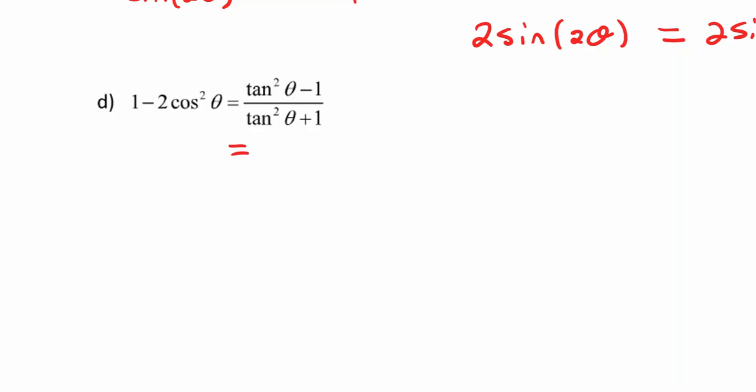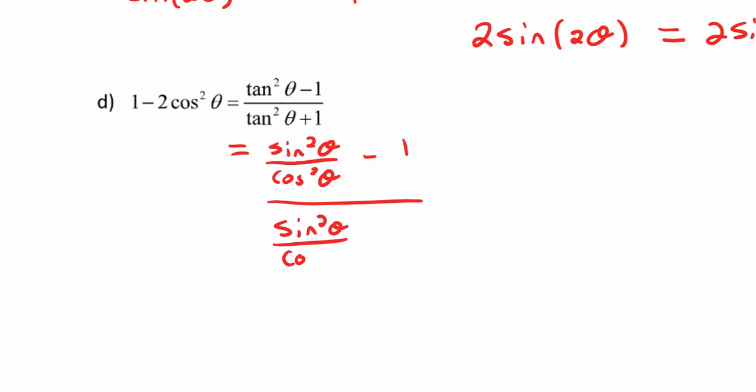Okay, so tan squared theta. So we're going to rewrite this as sine squared theta over cos squared theta, and then that's minus 1. And then on the bottom, we're going to do exactly the same thing. So this will be sine squared theta over cos squared theta plus 1. We're going to do that nifty little trick here where we're going to put this all over one denominator, right? So I'm going to multiply the bottom here by cos squared theta and the top by cos squared theta.